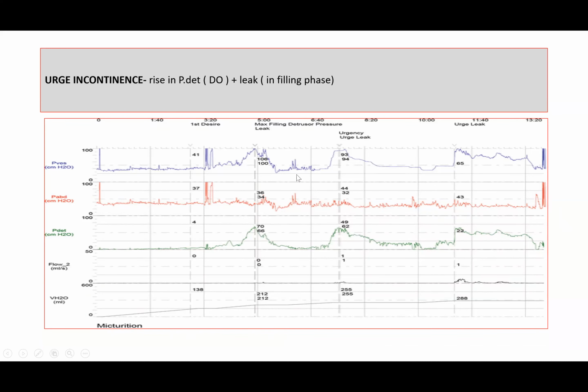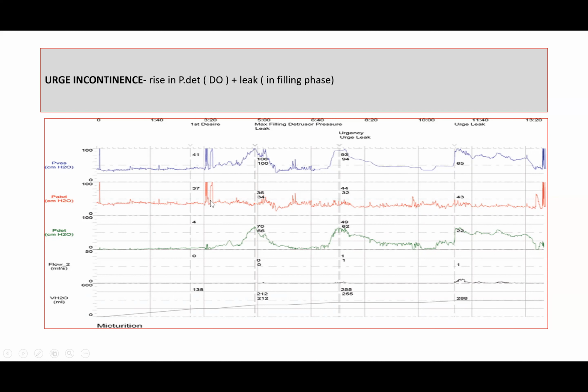Now this graph again, we are going to see the calibration first. Is it set at 0? Yes. Here also 0, 0. So calibration is all right. There is no artifacts. Again, we will look at the first line, this bluish purple line, this one. This is the vesical pressure. Is there any rise in the vesical pressure? Yes, there is a rise. Here, then here is also a rise. Here is also a rise.